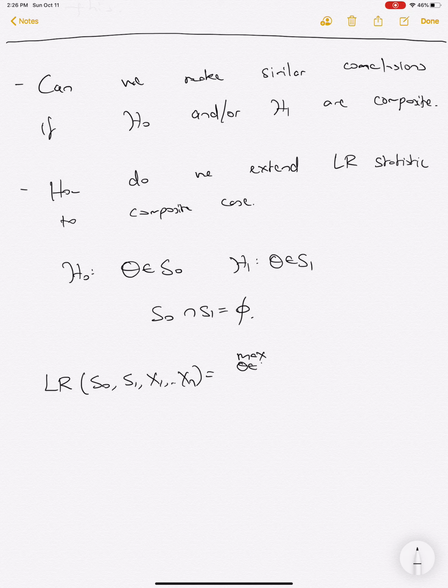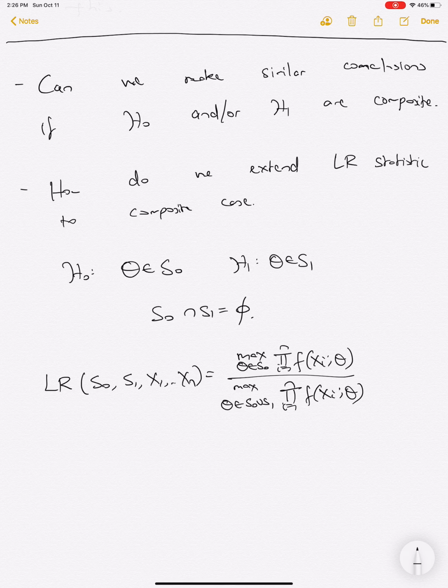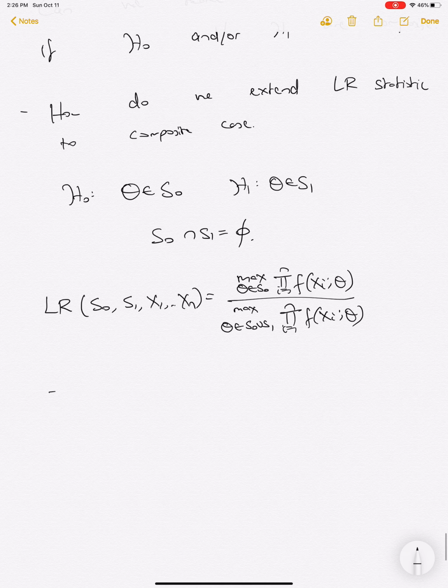So for convenience, what I'm actually going to do on the denominator is take the union. I'll talk about why I do that in the next lecture. And then we need to calculate maximums over theta. And so how do we do that?